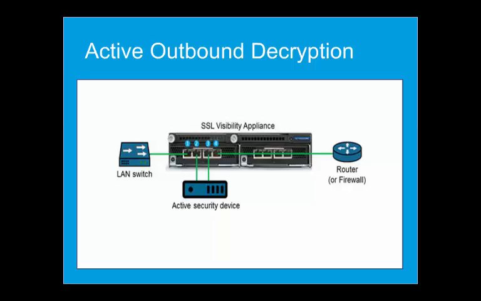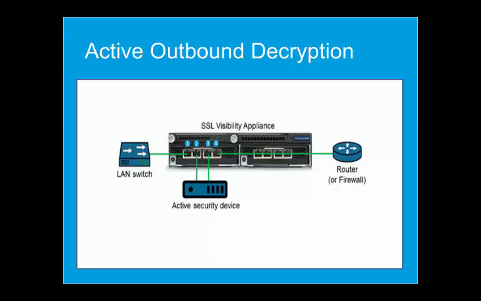In an active inline deployment, the SSL visibility appliance is connected to the network as a bump in the wire, which means it is not an active device itself. It is unnoticed by other devices, although the security device connected to it is active. The SSLV appliance decrypts the SSL traffic and sends it to the security device.